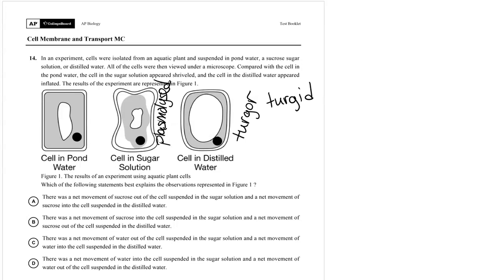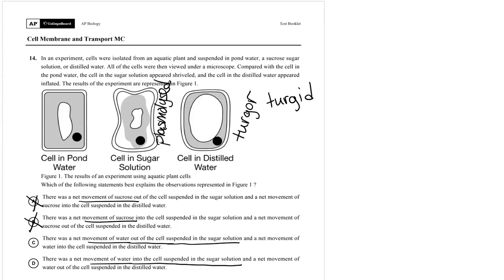What can we do with these here? Okay. Why are we eliminating A and B? Excellent. So the sucrose is not what's moving. It's the water that's moving in these particular cells. Good. So now these two have the movement of water. One is out of the cell in the sugar solution, and one is into the cell in the sugar solution.